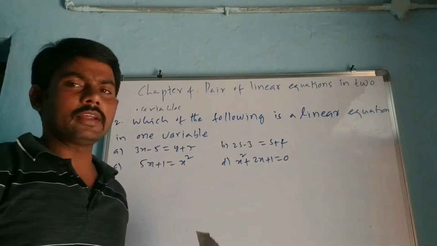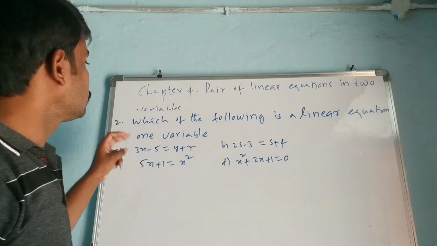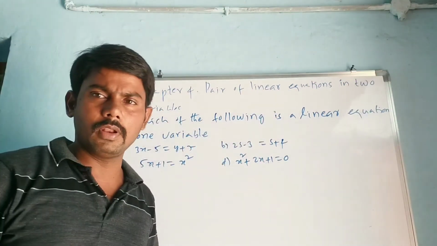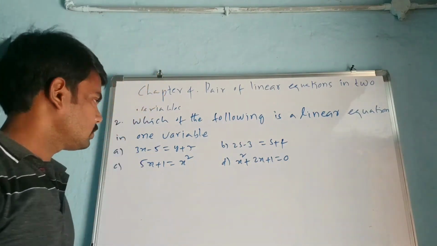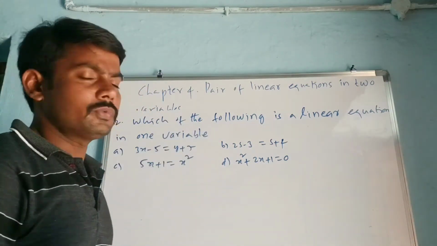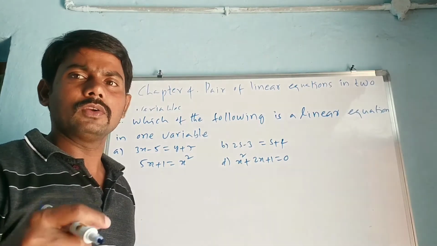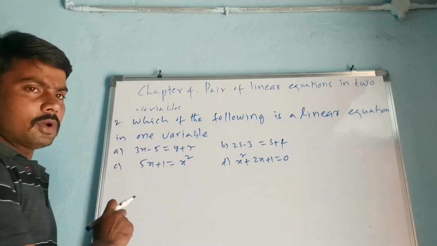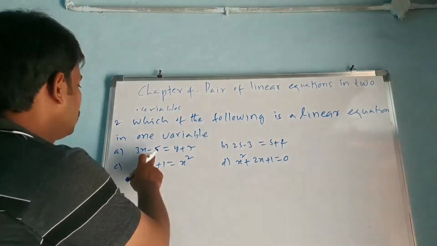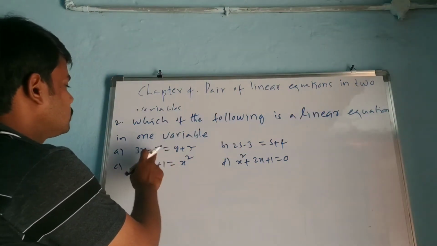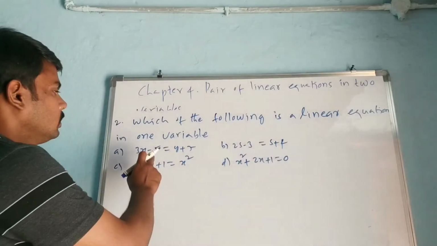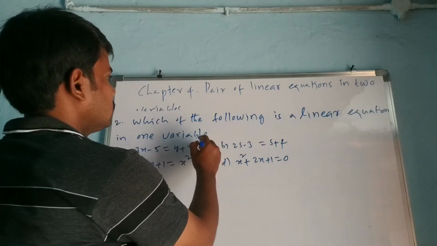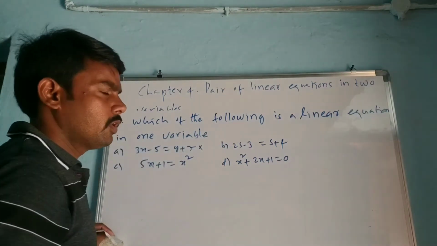Once again I repeat, question number 2 is, which of the following is a linear equation in one variable? If you observe the options, first of all you have to find the equation which contains one variable. Come to option A. It consists of two variables, x and y. So this is not a linear equation in one variable.